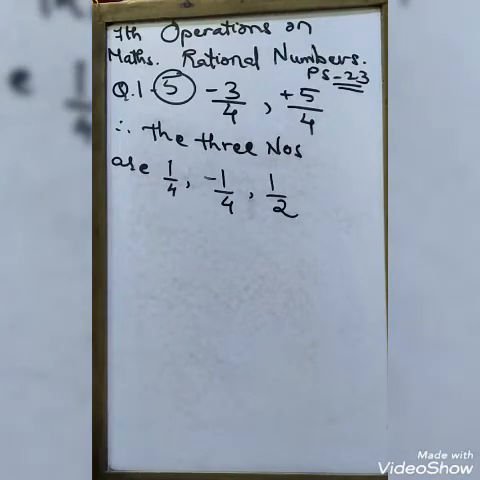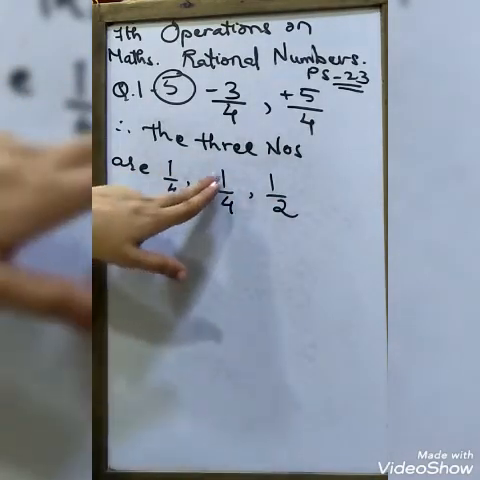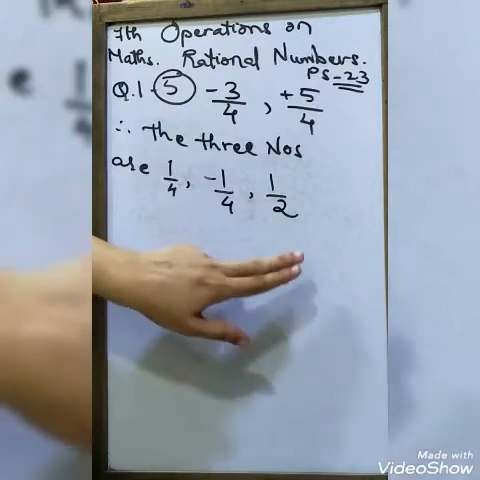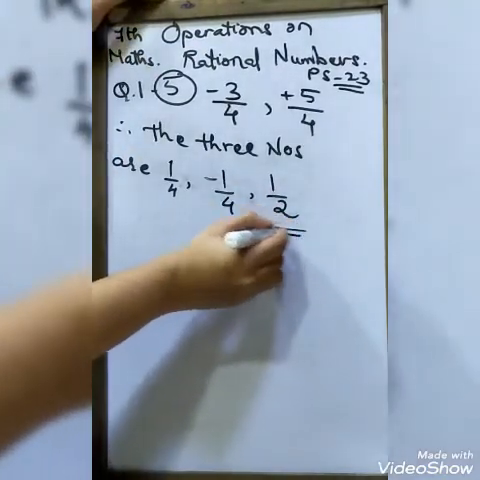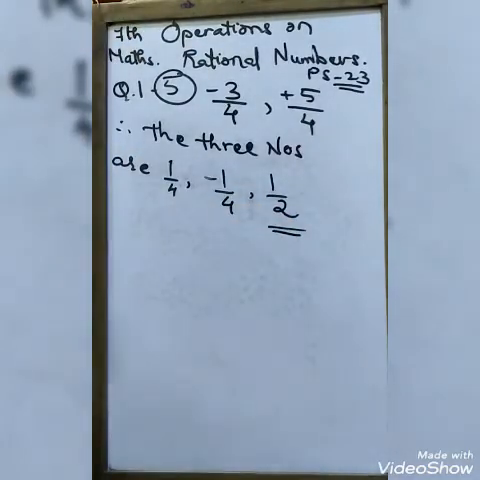Now here we have found the 3 numbers as 1 upon 4, minus 1 upon 4 and 1 upon 2. So the question is completed over here.